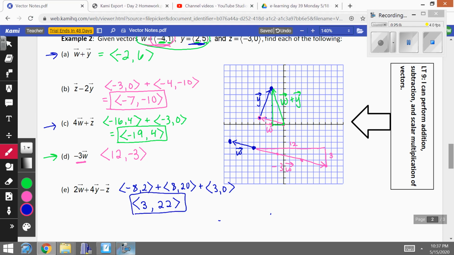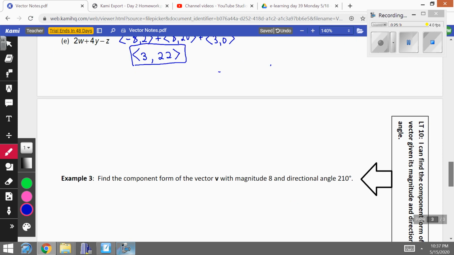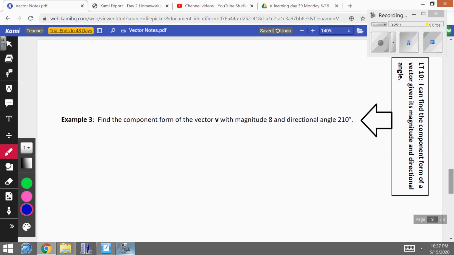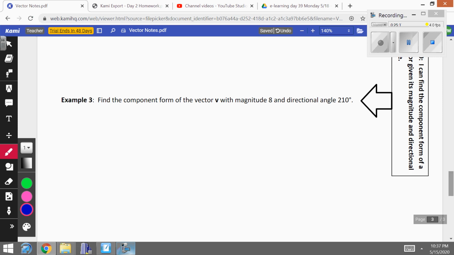All right, last example. I know I'm talking a lot. We're just trying to squeeze in as much of this as we can to get you prepared for calc next year. So last example is not really that bad. Find the component form of vector v that has a magnitude of 8 and a directional angle of 210.